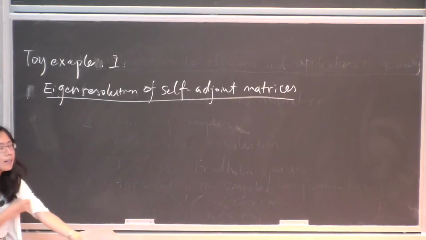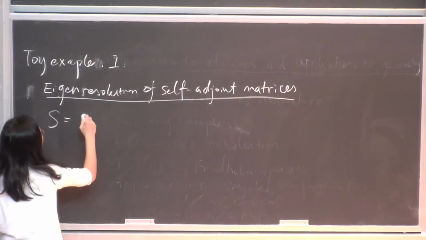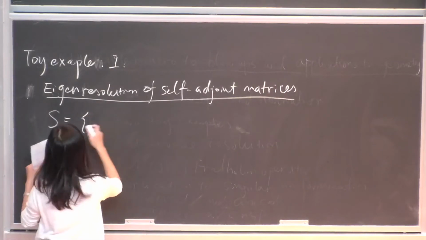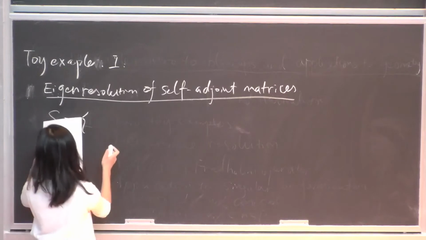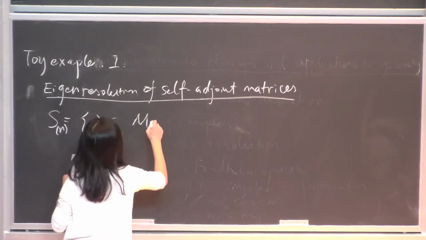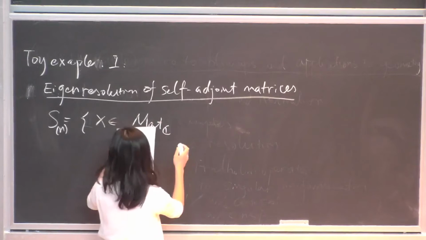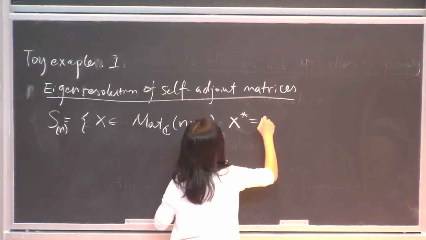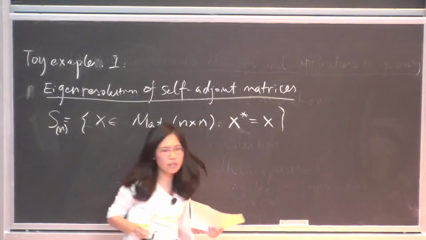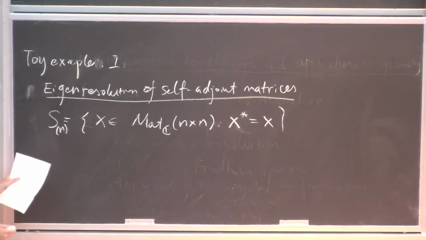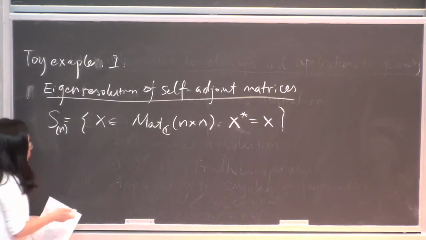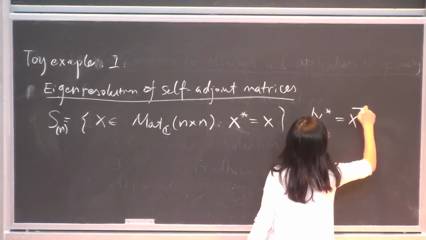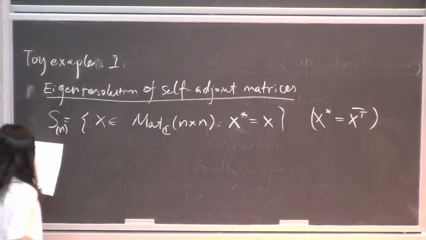So I have two sets. The first set is the space of all self-adjoint matrices, complex valued, n by n. So S_n is given by all those matrices with complex entries such that X star is equal to X. Okay. So X star is just the usual conjugate transpose. All right. So that's the first space.